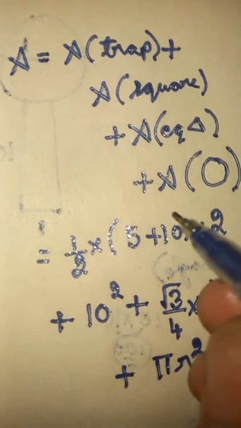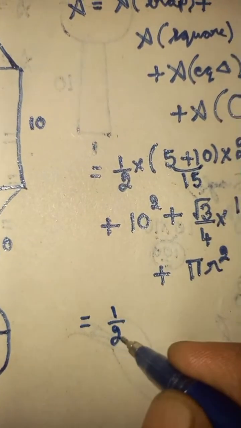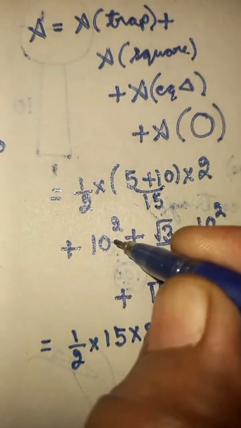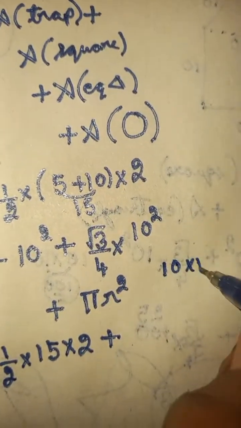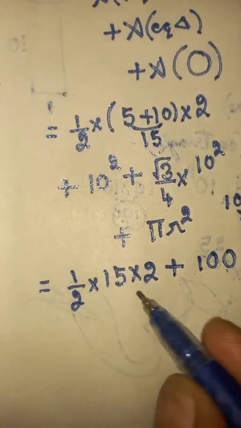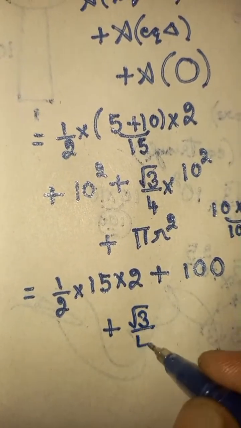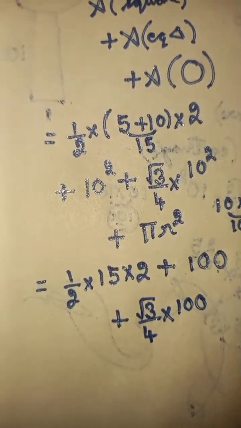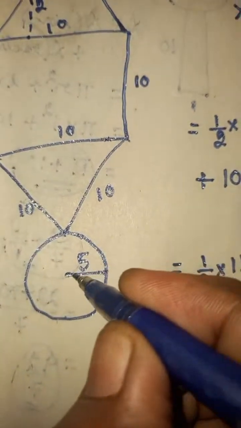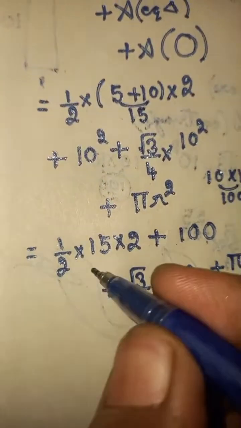That is 5 plus 10, which becomes 15. So you get half times 15 times 2, plus 10 squared, which means 10 times 10, which becomes 100. So this is plus 100, plus this 10 squared also becomes 100, so it is root 3 by 4 times 100, plus pi r squared, which means pi times the radius, 5 units, 5 squared. Let's find them out.